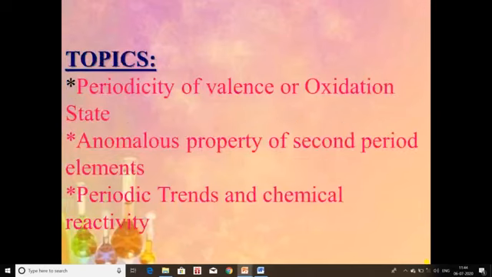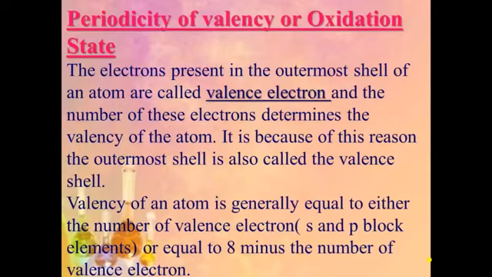Topics of today's lecture are periodicity of valency or oxidation state, anomalous property of second period elements, periodic trends and chemical reactivity. So we will begin with periodicity of valency or oxidation state. The electrons which are present in the outermost shell of an atom are called valence electrons, and their number determines the valency of an atom.